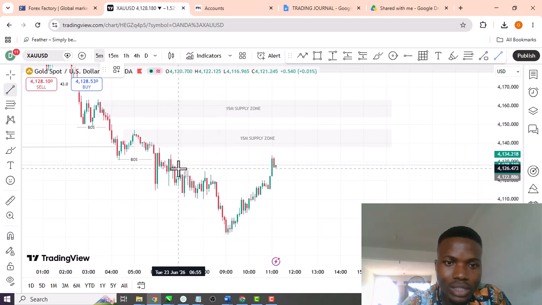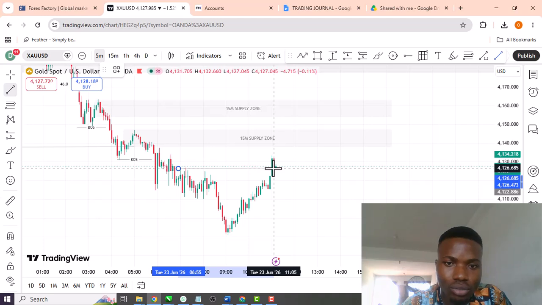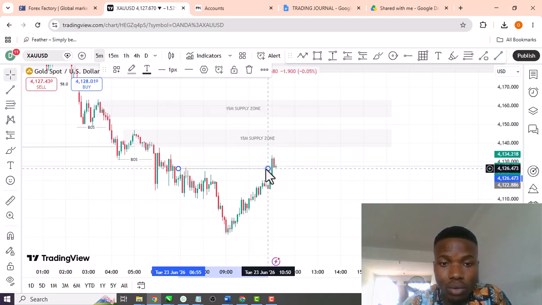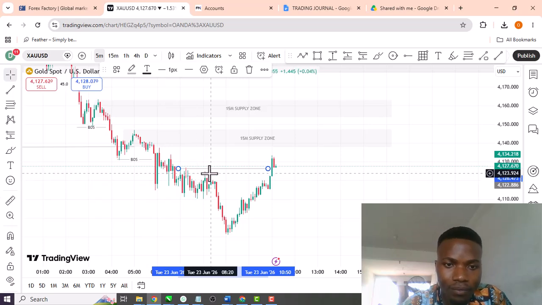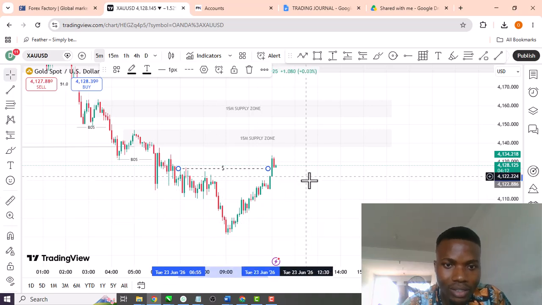When you see a double high, or more than two highs, I mean equal highs or equal lows, but in this case this is a double high. So this is a liquidity that price has already swept. Okay, so this is a liquidity.